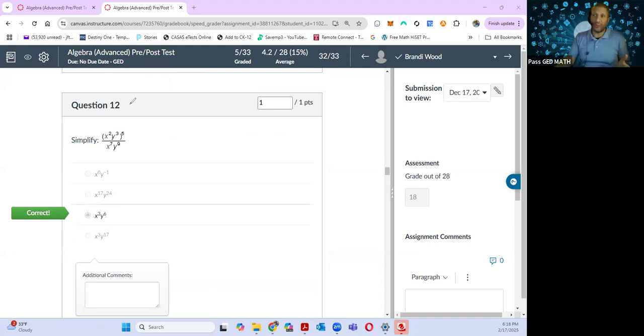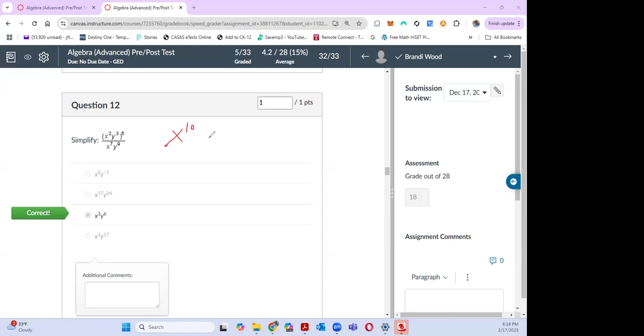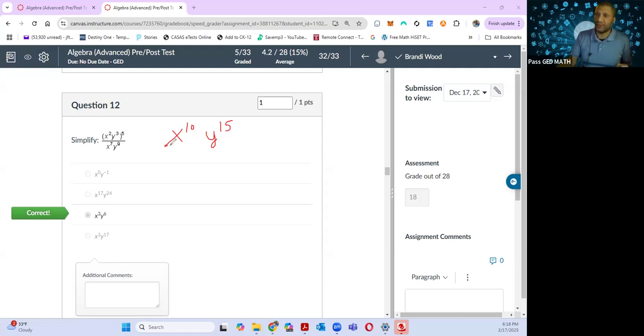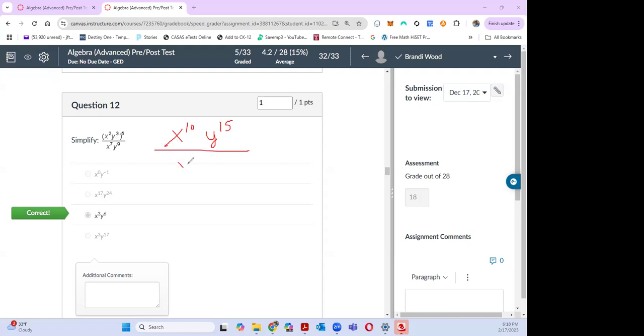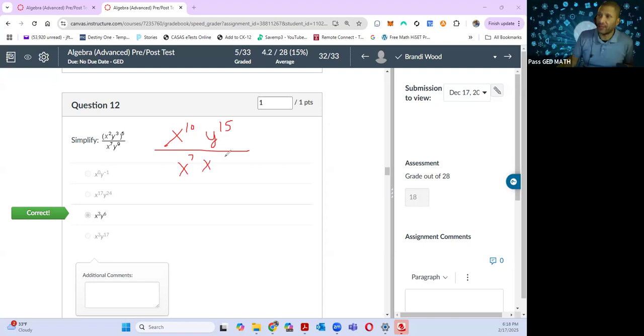So what you've got to remember, your exponent rules tell you when you raise to a power, you multiply the exponent. So on the top, you have x to the 10th, because this is raised to the 5th power, and 5 times 2 is 10. Understand that? 3 times 5 is what? 15. So we got y to the 15th. Then we have x to the 7th divided by x to the 9th, y to the 9th. I'm sorry.